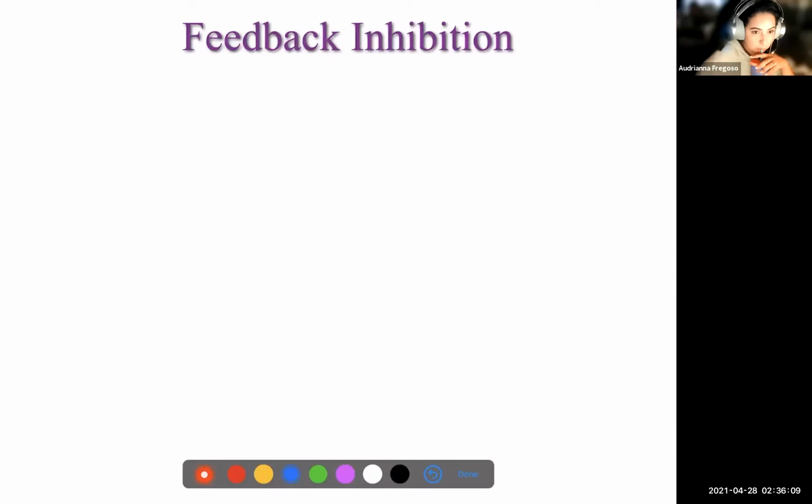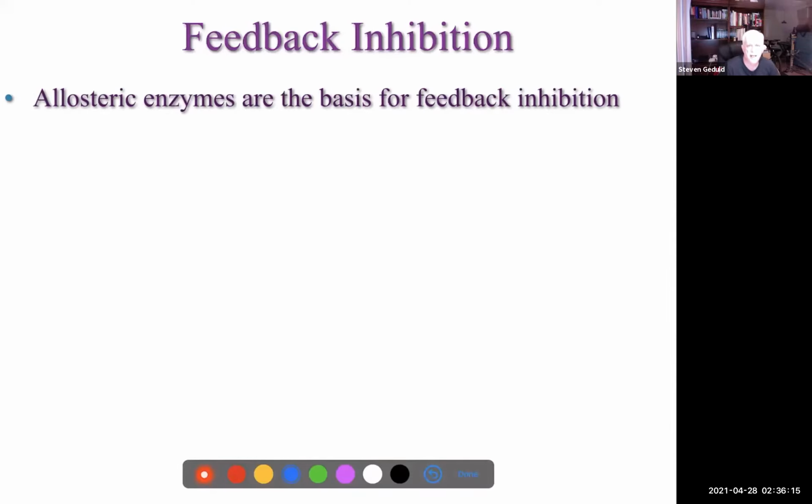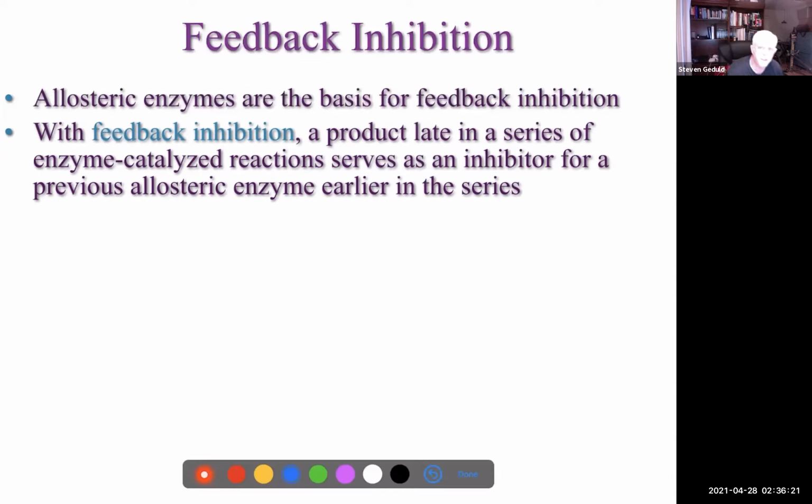Feedback inhibition. So now we go back and it's going to be like a feedback loop. Okay, allosteric enzymes are the basis for feedback inhibition, like we talked about. Okay, with feedback inhibition, a product late in a series of enzyme catalytic reactions serves as an inhibitor of the previous allosteric enzyme early in the series. So if the enzyme is catalyzing reaction, the products produced at the end are going to come back and stop the enzyme from being active. So once the product is formed, all that means is you're in feedback inhibition. Once your product is formed, it's going to come back and stop the reaction from producing more products because we have enough of it. That's feedback inhibition.